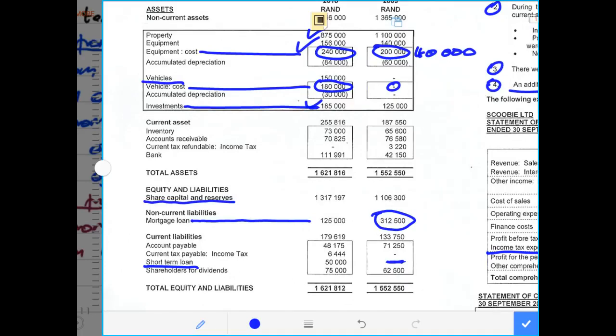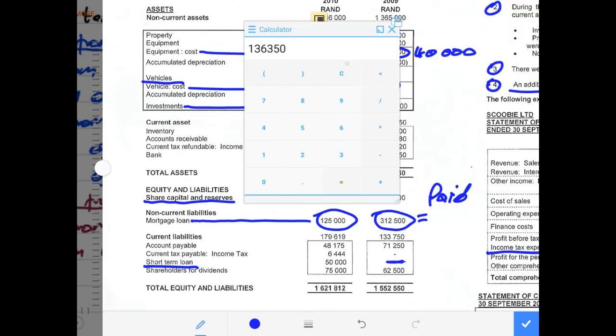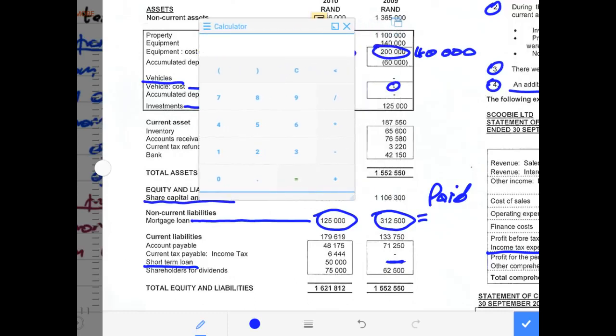312,500, and it went down to how much? To 125,000. That means we paid part of the loan. Obviously, the only time a loan can decrease is because we paid it. That means the question is, how much do we pay? We paid the difference, obviously.